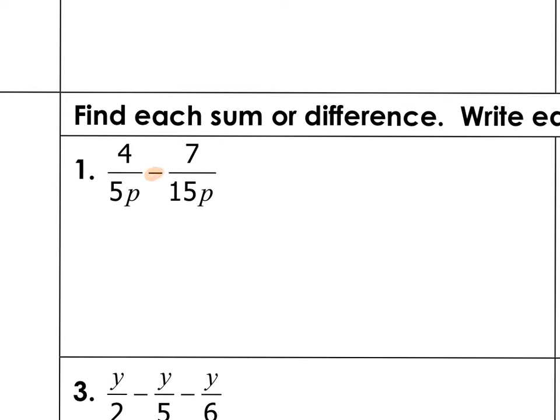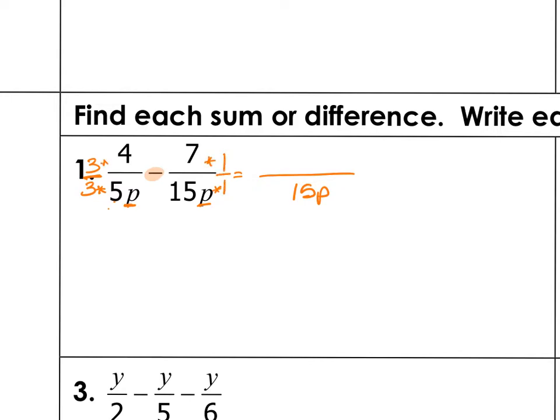So I know it's a subtraction problem, and I need to find my common denominator. Well, they both have a p, so we're good there. Now we just need to look at the number. What does both 5 and 15 go into? Well, 15, great. So my common denominator has to be 15p. So what do I multiply 5p by to get 15p? Well, 3, good. So I'm going to multiply that by 3 over 3. And what do I multiply 15p by to get 15p? Well, 1. And 1 over 1 times.